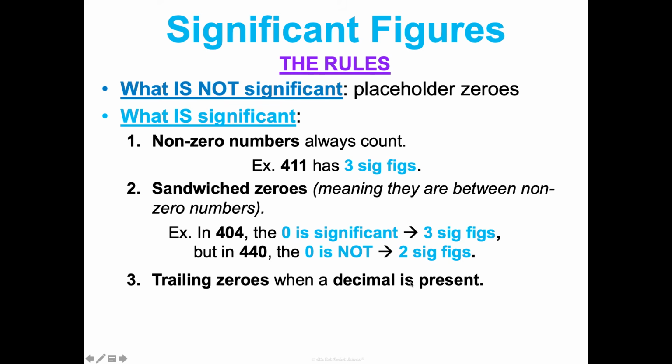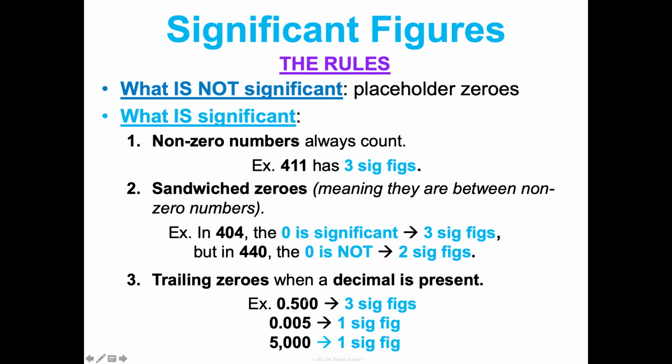Okay, that's important. And then another thing that is significant is trailing zeros when a decimal is present. Okay, so if there's a decimal, the zeros at the end, those matter. Okay, so looking at this, this 0 doesn't matter. It's not trailing, it's not the end. But these do because they're after the decimal. So this number right here has 3 sig figs. Right here, though, only has 1. Because remember, these are just placeholders. They're just placeholders, which are never significant. Right here is also only 1 sig fig. Okay, because all of these are trailing, but there's no decimal.